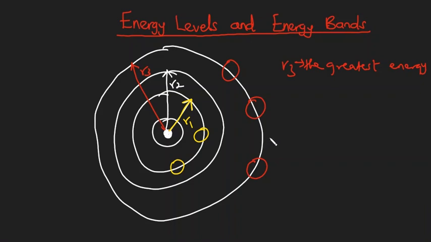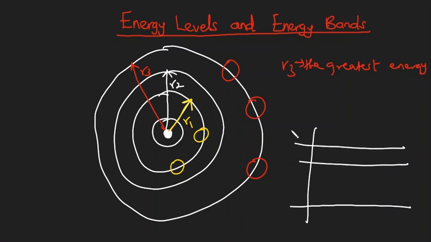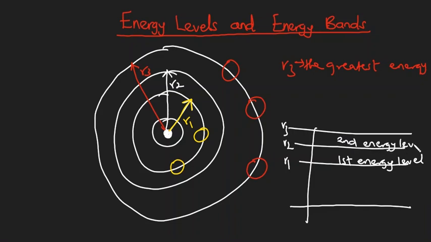Also, let me arrange this one in terms of a diagram like this. So let's say we have R1 here, R2 here, R3 here. So this is the first energy level, second energy level, and this is the third energy level.